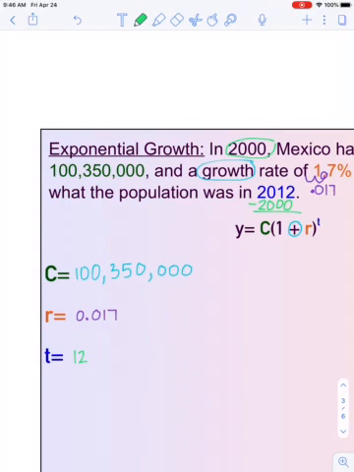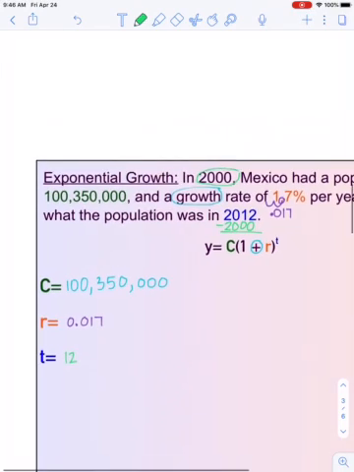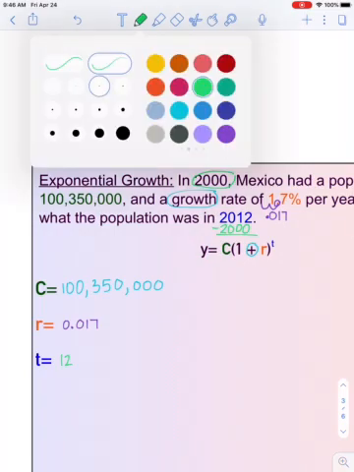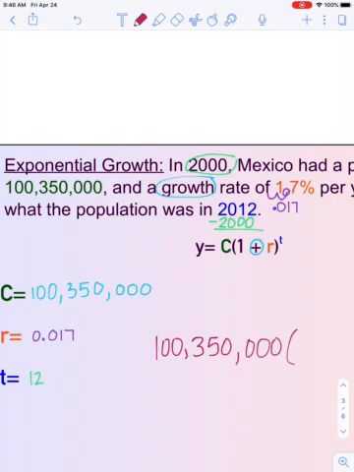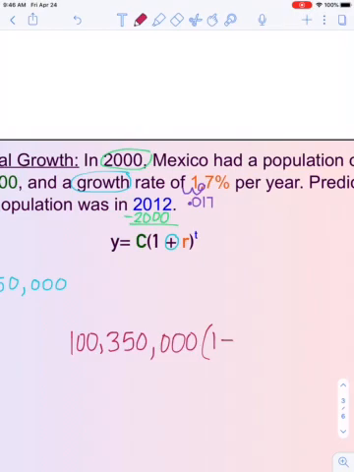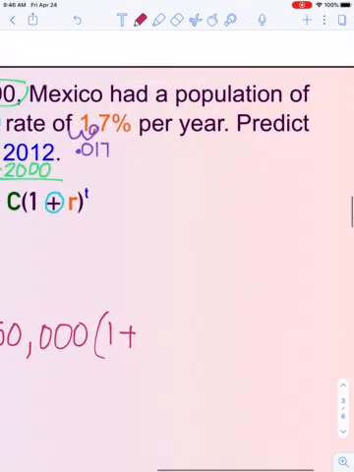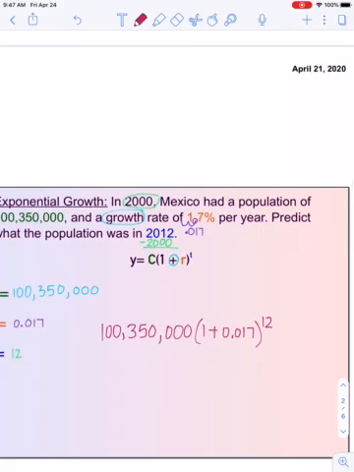So just be careful with the growth, with the rate and the time. They're not always exactly the number that was handed to you, okay? However, once you know all of those things, then you simply plug them in. So my C was 100,350,000. Then I put a parenthesis, and then I put 1 plus because I'm growing. My growth rate was 0.017. And my time, which is my exponent, was 12.